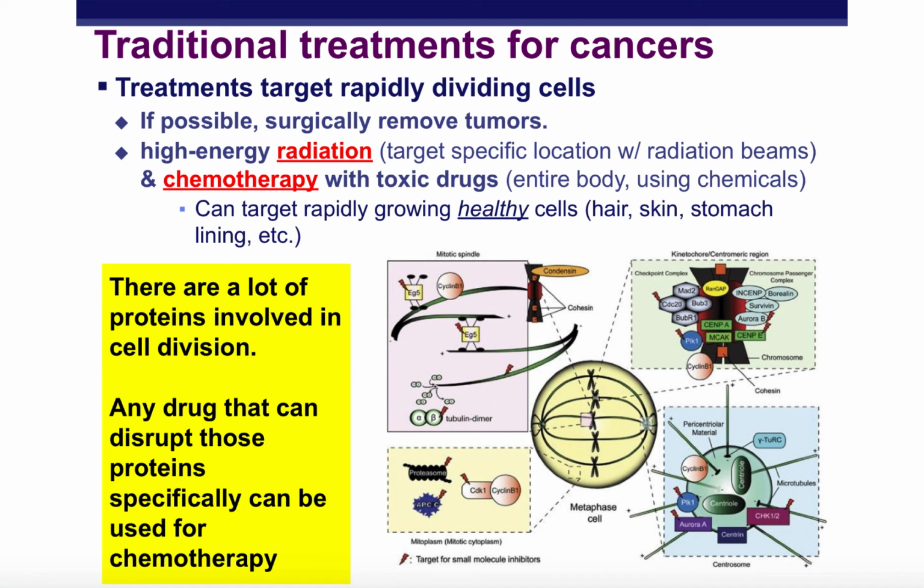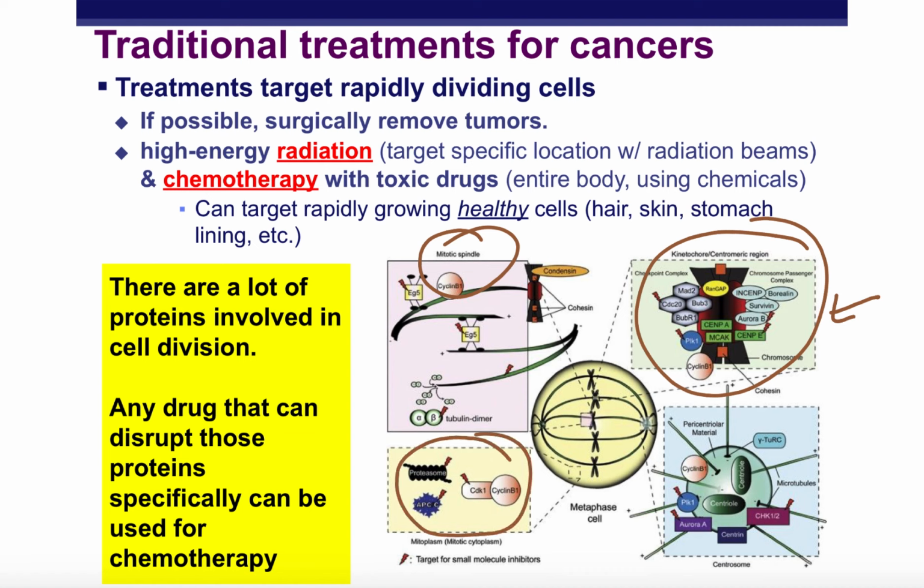Okay, so this picture is a close-up of all the potential proteins that help make up the kinetochores, the spindles, the cytoplasmic region that's involved in mitosis, and the centrosome, and major proteins that are involved mid-replication.